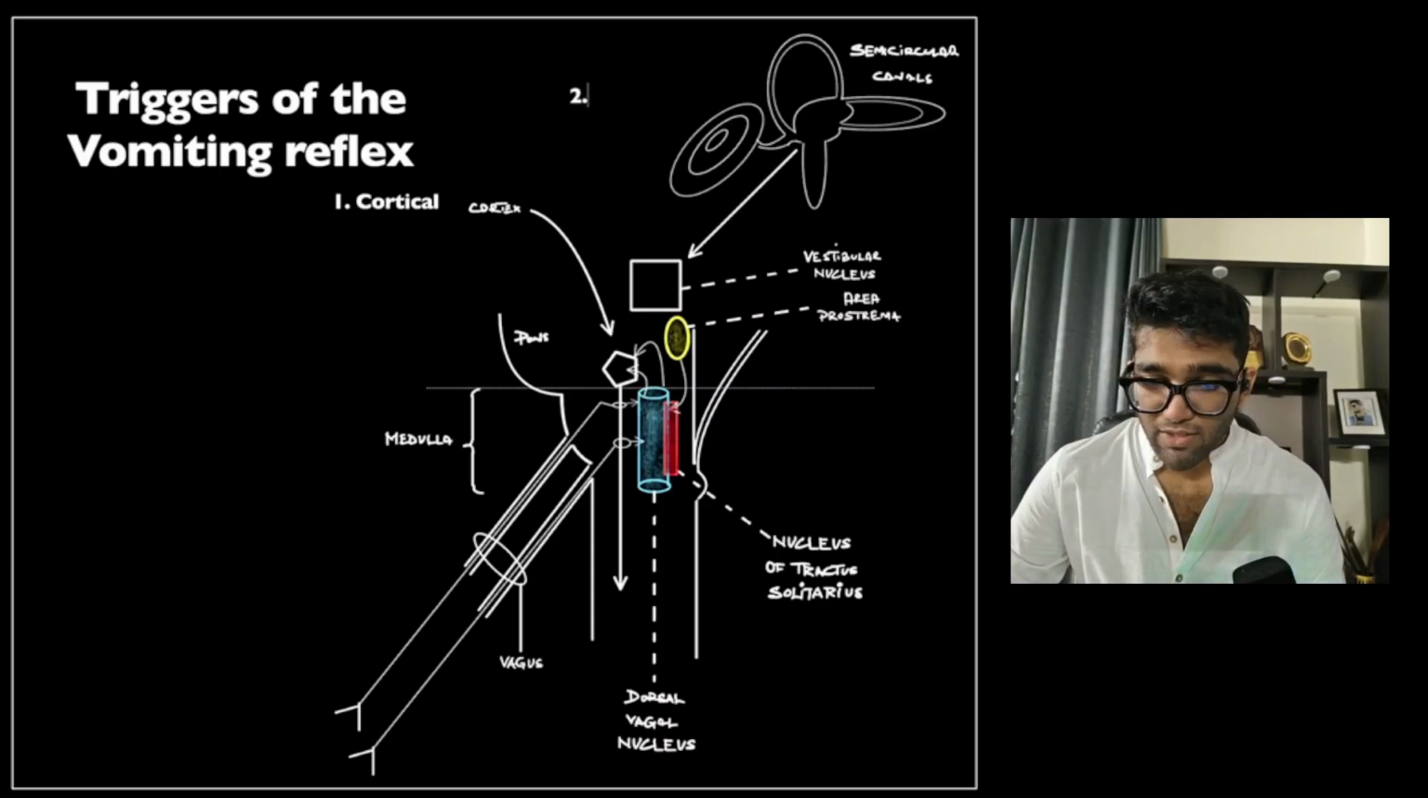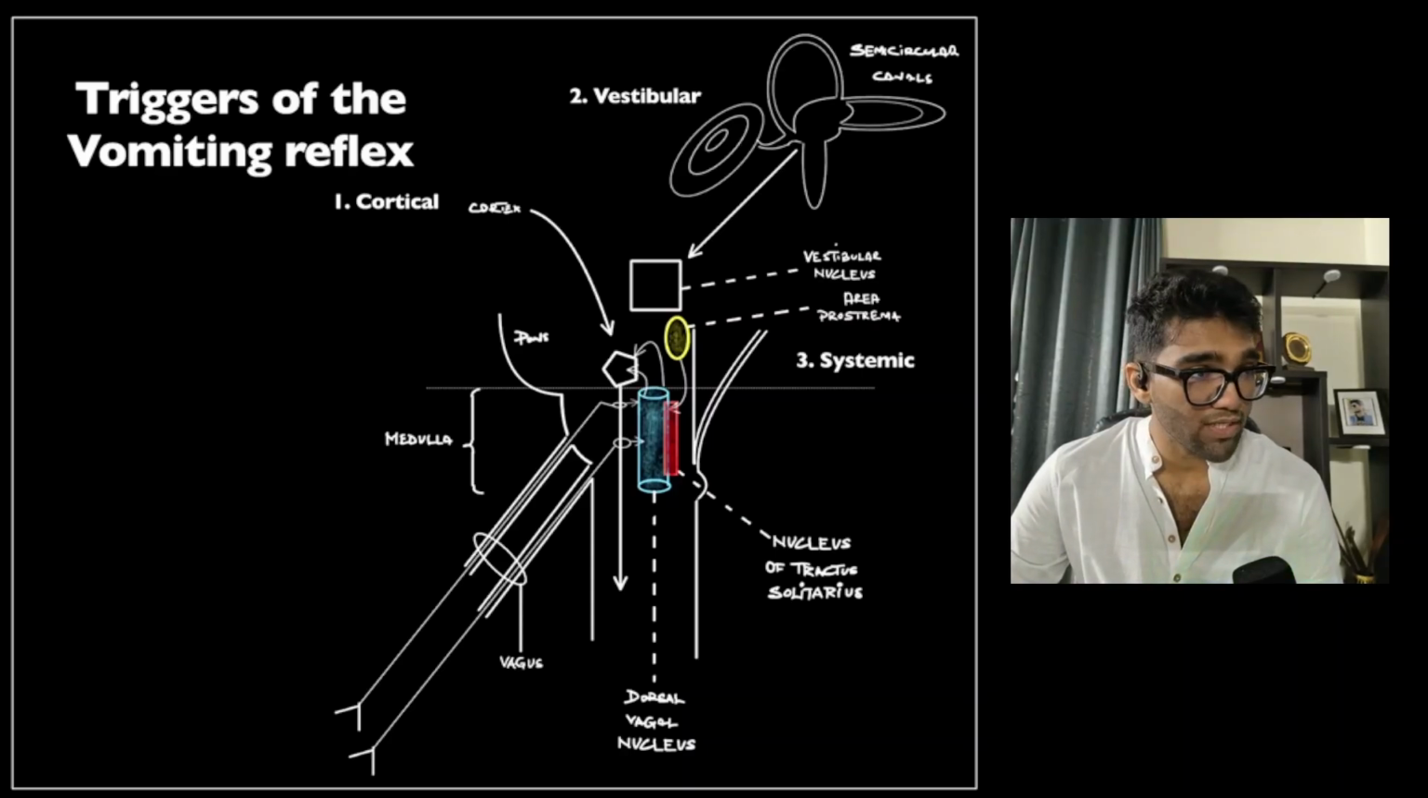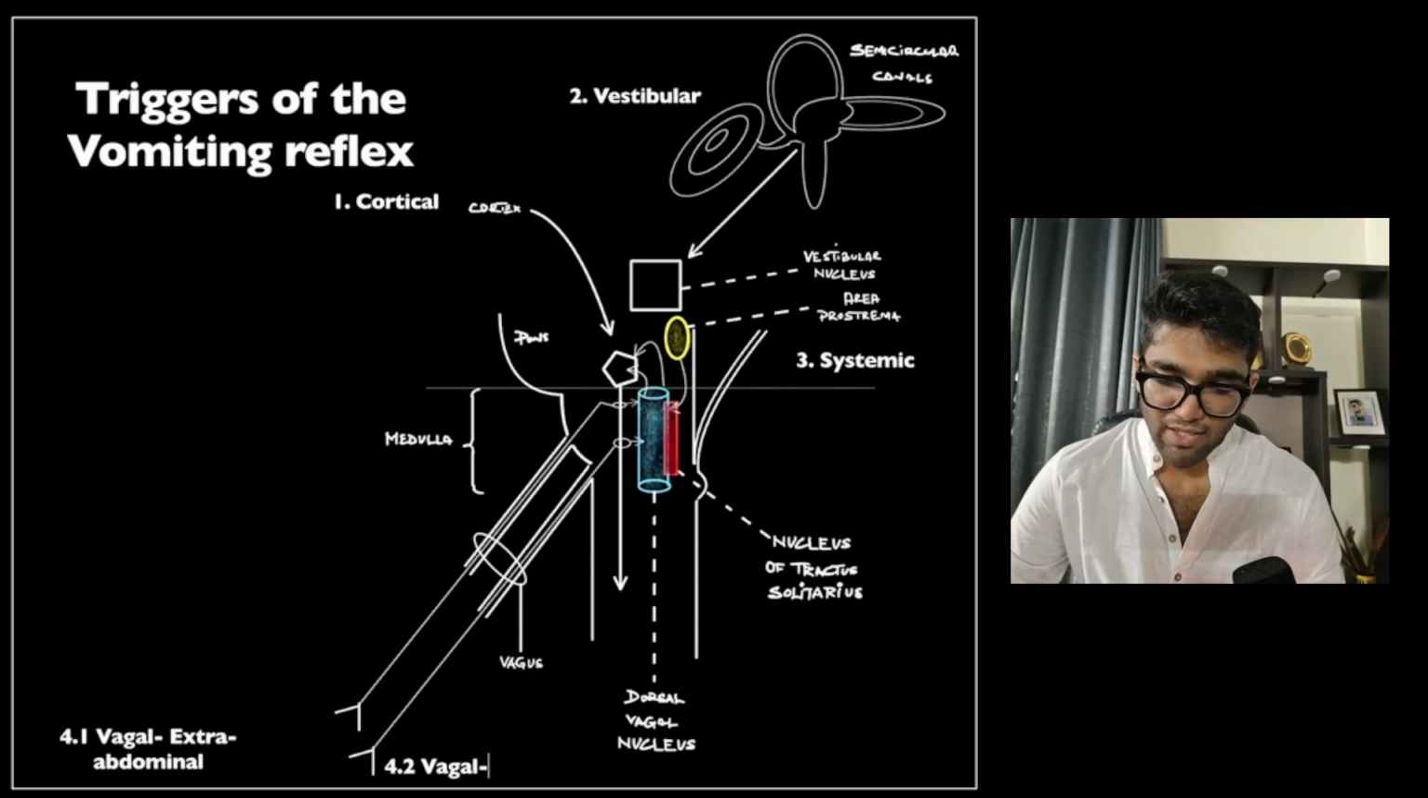Second, it can be stimulated via vestibular activation. Third, it can be stimulated via systemic pathologies that activate the area postrema and indirectly activate the vomiting center via the nucleus of tractus solitarius. Then finally, it can be activated by efferents within the vagus that arise either from extra-abdominal sources or from abdominal sources. So naturally, vomiting can only occur due to one of these five mechanisms getting activated.